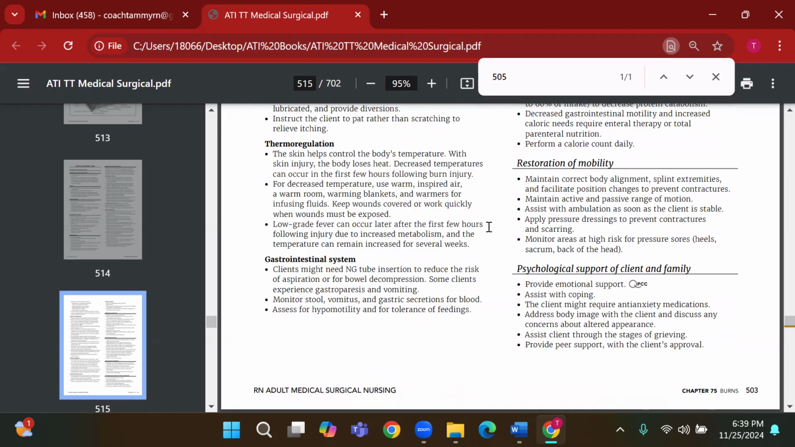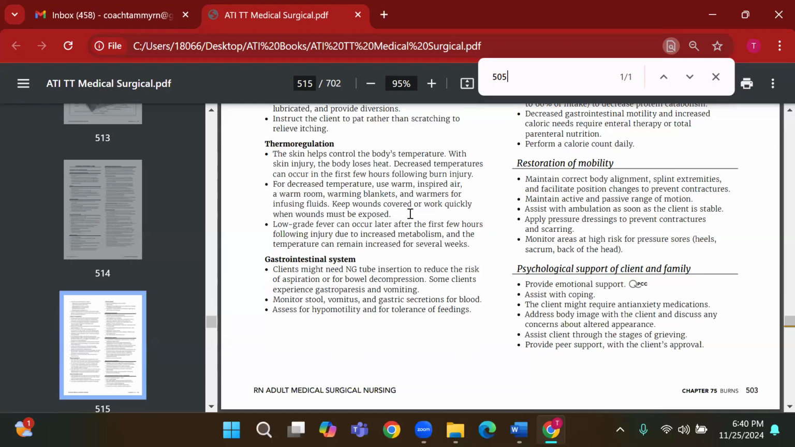Okay. With skin injury, the body loses heat, and decreased temperatures can occur in the first few hours following a burn injury. So what they're saying is that within the first few hours, the patient can get very, very cold. It says for decreased temperature, use warm inspired air, a warm room, warming blankets, warmers for infusing fluids. So when we put the fluids in there, it may warm them up a little bit. Keep the wounds covered and work quickly. Usually they'll put a clean white sheet just on top of the patient.